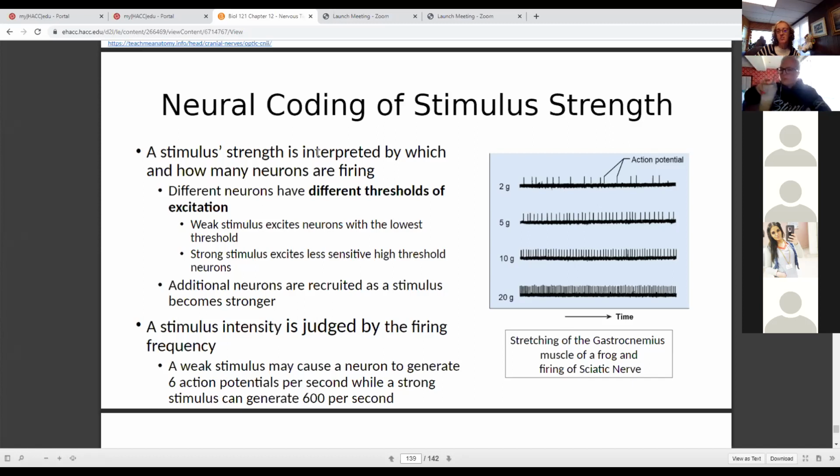So strength is threshold, intensity is frequency. Stimulus strength is threshold of excitation. Stimulus intensity is the frequency of firing.